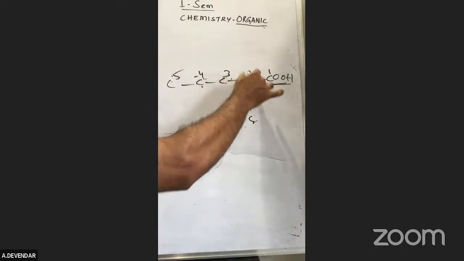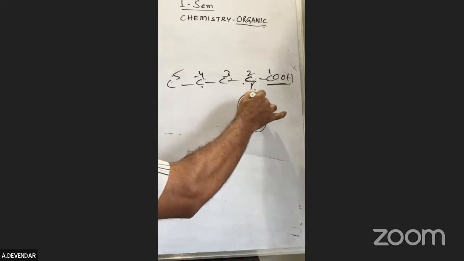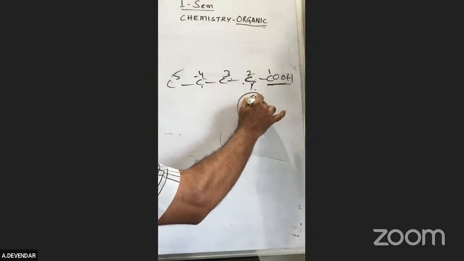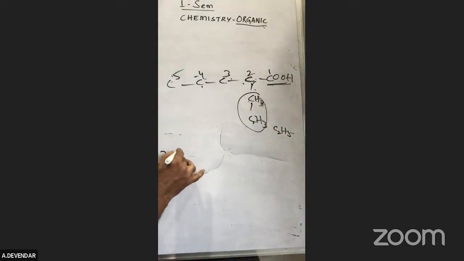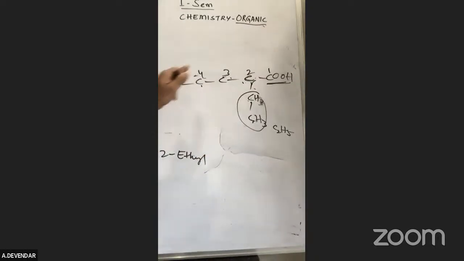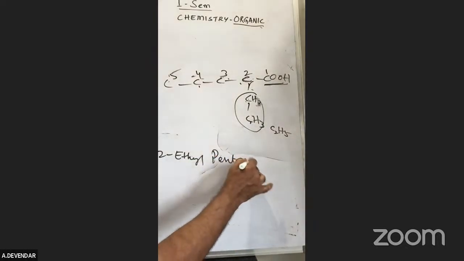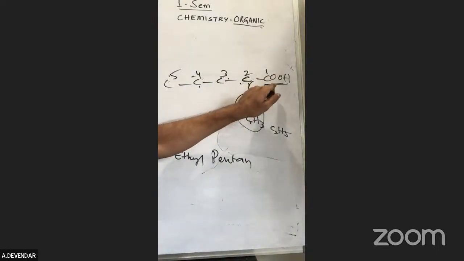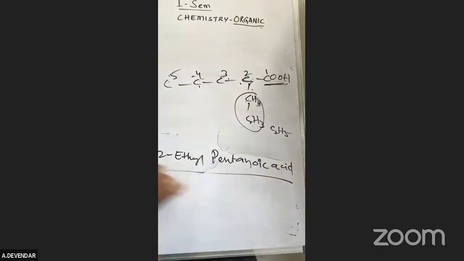If you go straight, 1, 2, 3, 4, 5 is the longest chain, and on the second carbon there is a branch. What is the branch? It is CH2 here and CH3, total C2H5, that means ethyl. So 2-ethyl. The number of carbon atoms, root word, is 5: pent. It is saturated, so ane, but on carbon 1 the secondary suffix is oic acid. Pentanoic acid. So 2-ethylpentanoic acid.